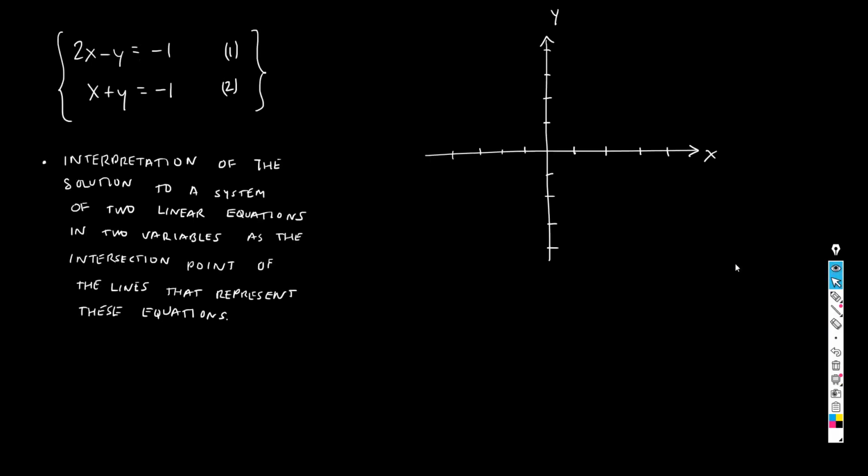Hello class. Today I'm gonna teach you about the following concept. All of this, that's the whole title of today's concept. I know it's a lot. So let's read it very slowly and very carefully. I'm gonna teach you about the interpretation of the solution to a system of two linear equations in two variables as the intersection point of the lines that represent these equations.